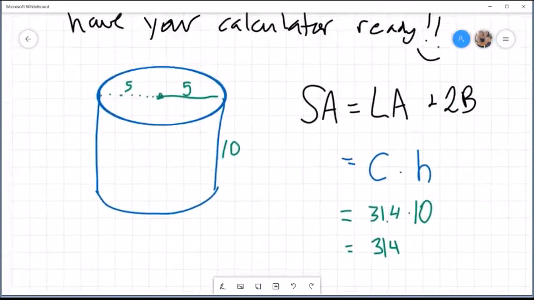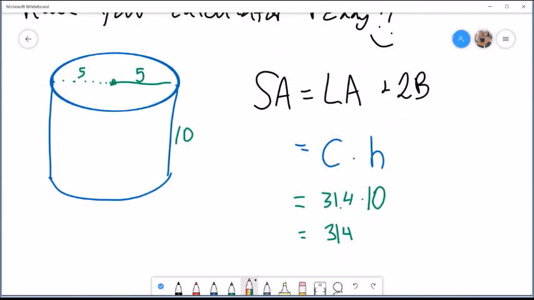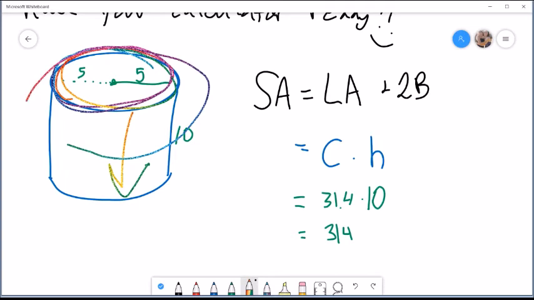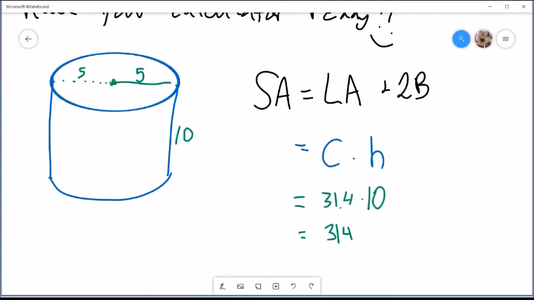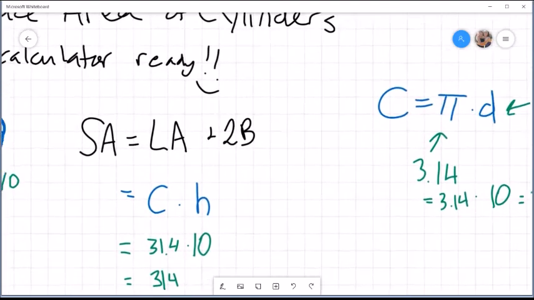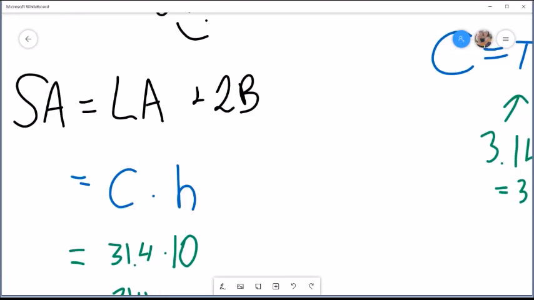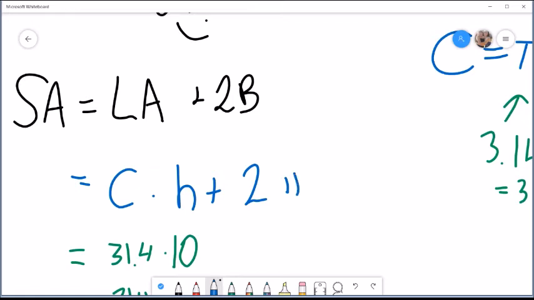We had to find the circumference of the circle, right? The circle's perimeter, and then multiply it by the height so that we could get the area that goes around, like the label on a soup can. But now we have to find 2B. And just like before, that's two areas of the base. And the area of the base of a circle is pi times radius squared.